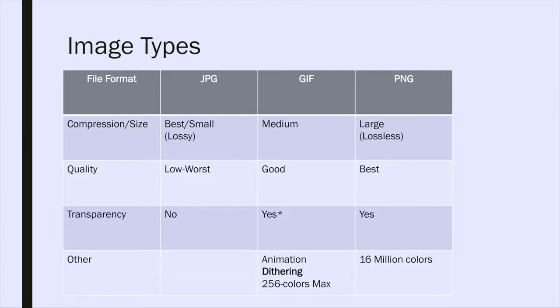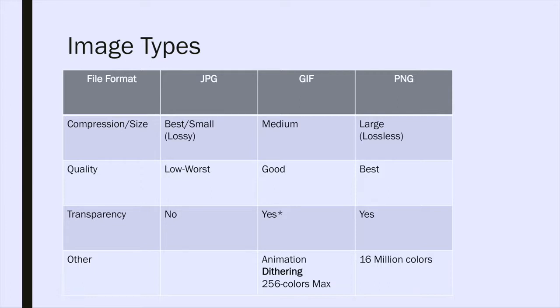A GIF or a GIF, again depending on where and how you pronounce it. The compression size is medium to best. It has good quality, it's a little jagged around the edges. It does support transparency if the alpha layer is enabled. And in other, we have animation capabilities, dithering, I'll get to that in just a minute, and a maximum of 256 colors. It doesn't allow for the most color range that JPEGs allow, but for animation and transparency, it's a good compromise.